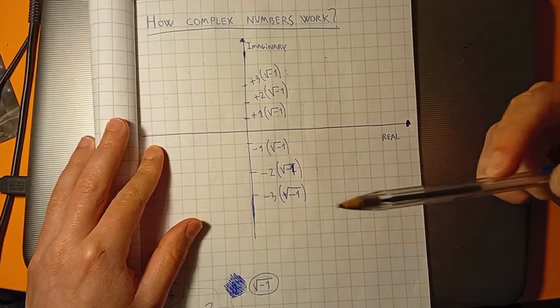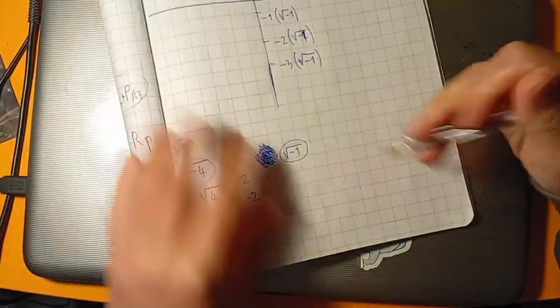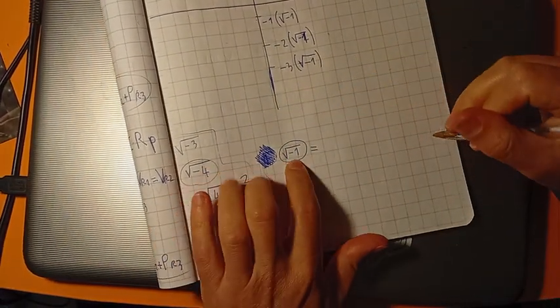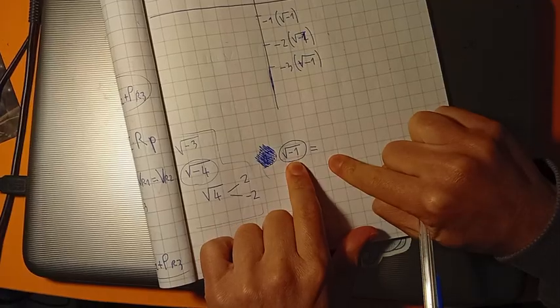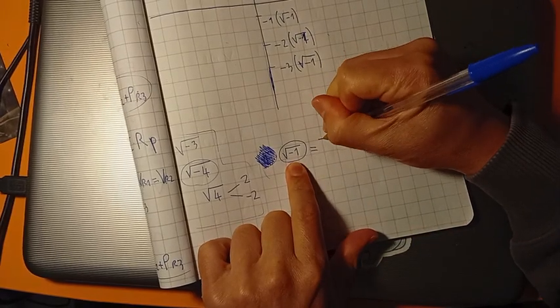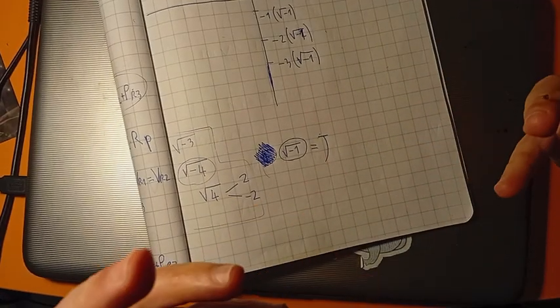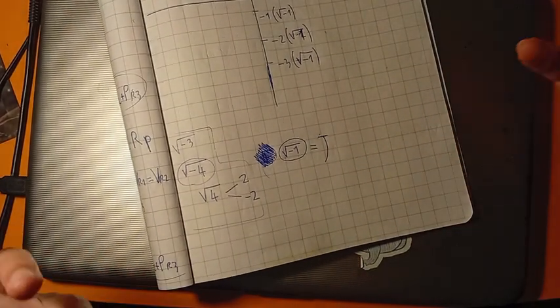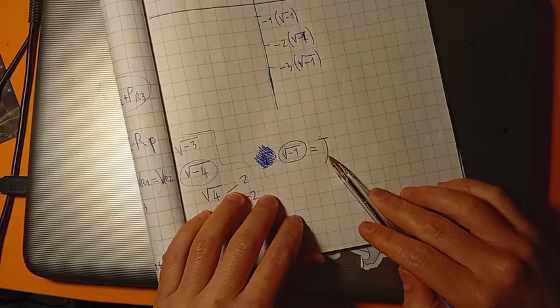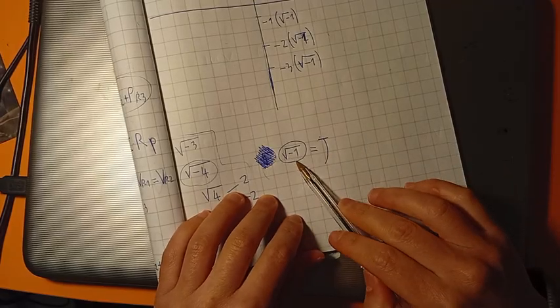You do it in another way. Instead of writing square root of minus 1, you just write a j. Okay, the j symbolizes square root of minus 1. So instead of writing this, you write j, and j is this.